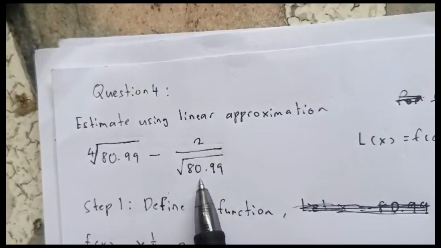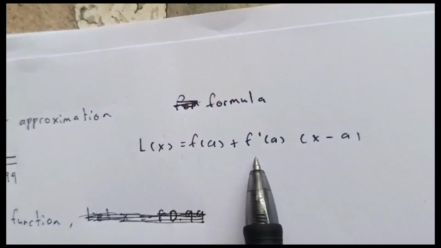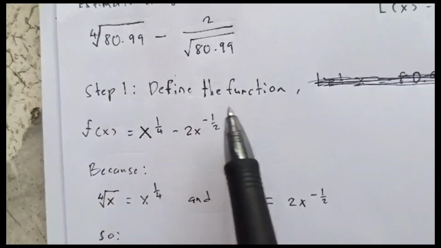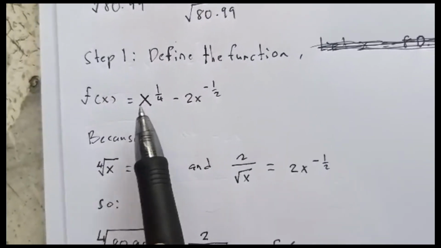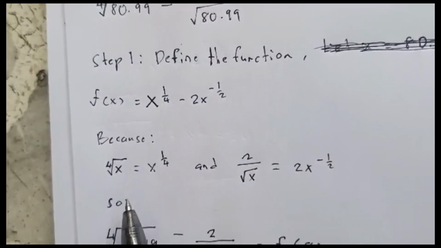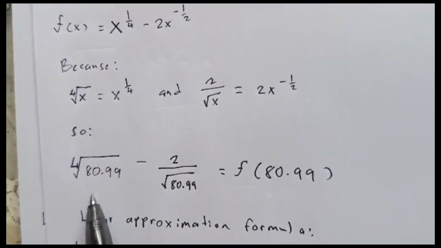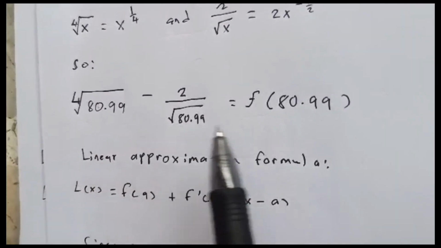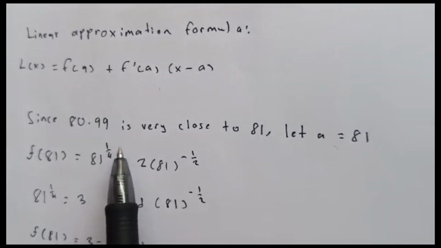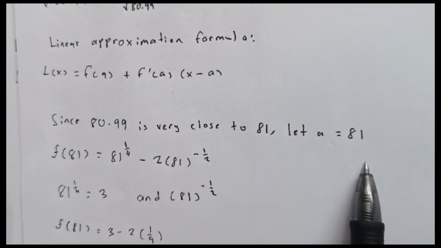Today, I will explain question 4, which is estimate using linear approximation. This is the question. We will be using the formula L(x) equals f(a) plus f prime(a) times (x minus a). First, we will define the function. Assume x is 80.99. Then, we will simplify it into this, and then substitute it into this function. Since 80.99 is very close to 81, let a equal 81.